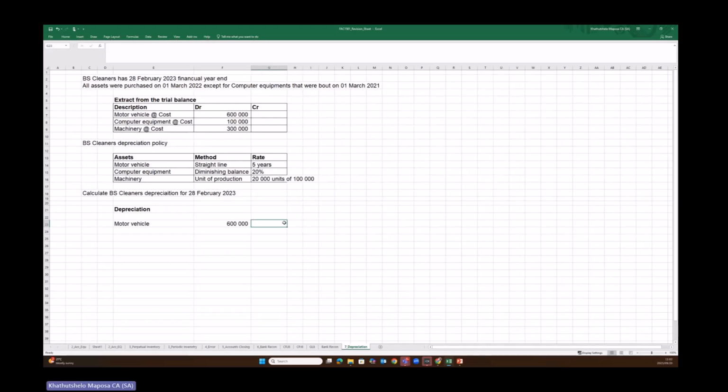My computer does not want to type divide by. I don't know. Something is wrong.